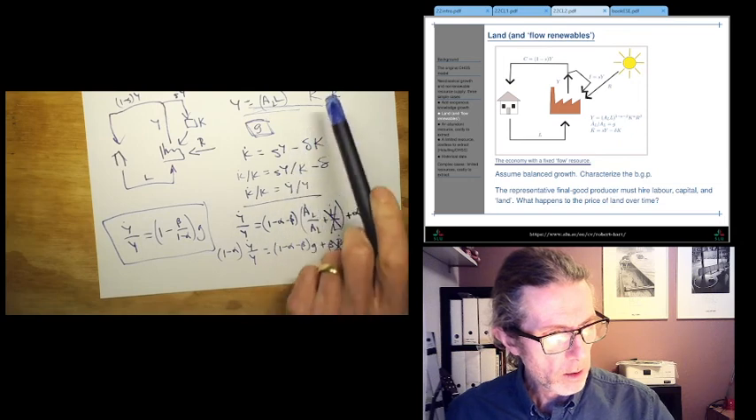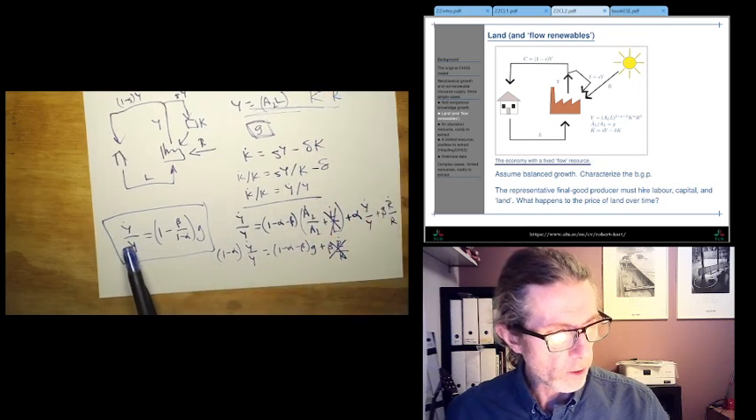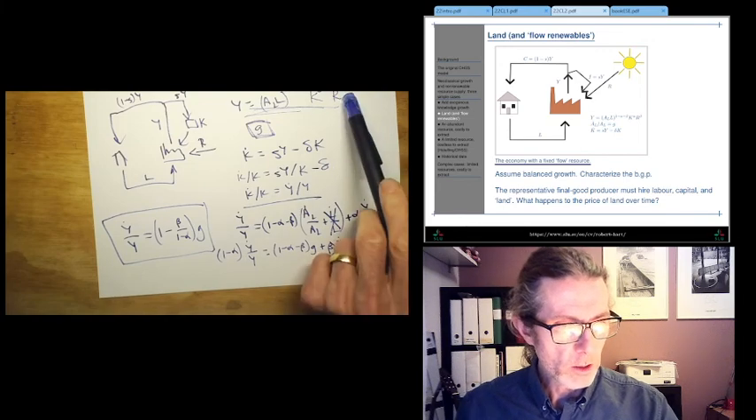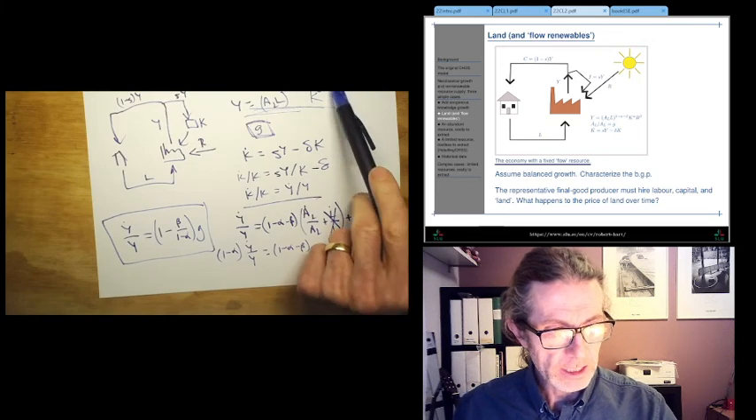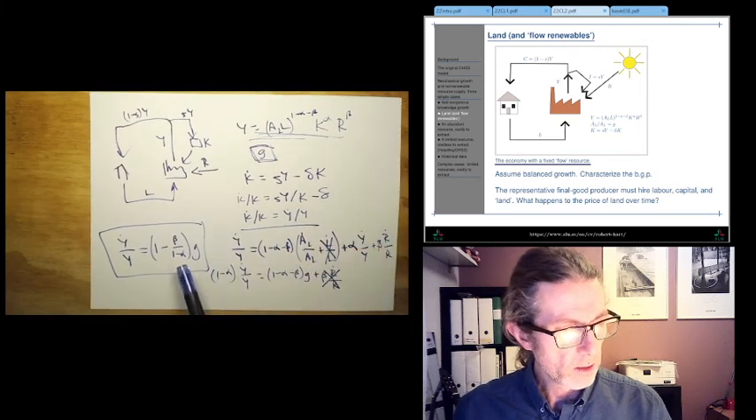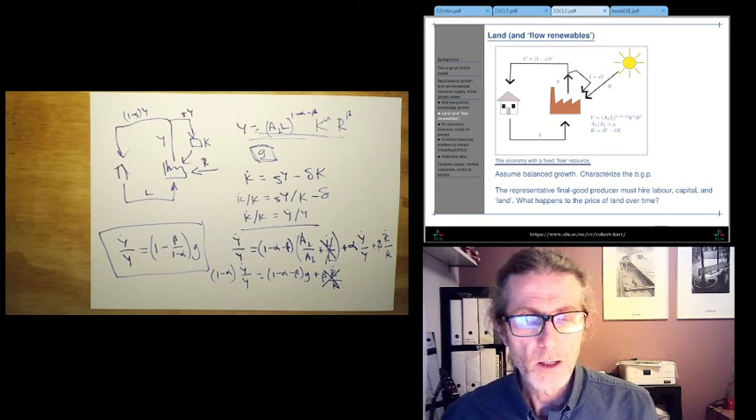If beta is 0, we don't need the land, then Y dot over Y is g. That's just Solow. The more important the land is, the bigger beta is, the slower is growth. We have this growth penalty because of the need for land.